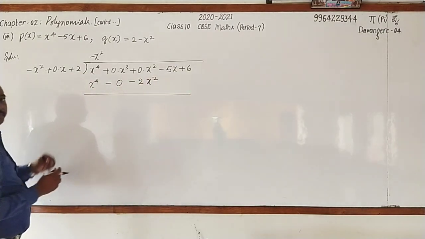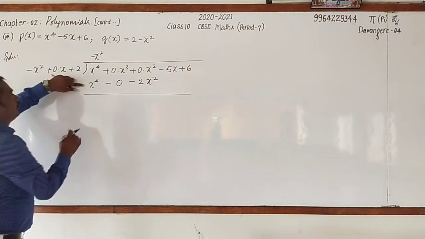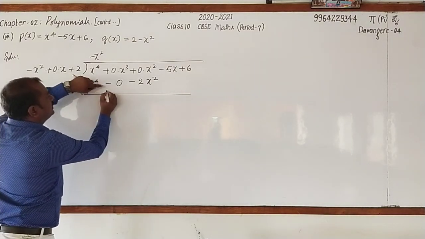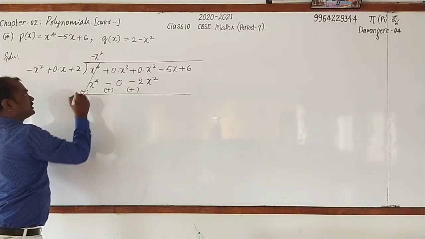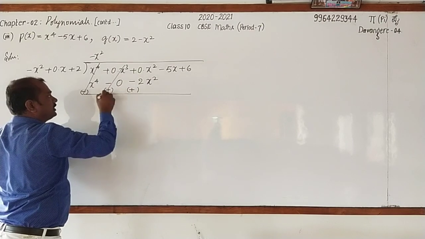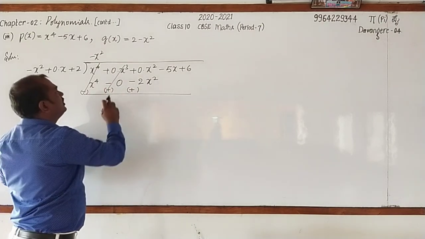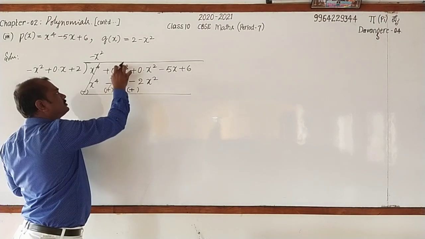What is the next step? We have to change the sign. What should be written here? Minus. Here, plus. What about here? Plus. Same terms with a different sign. Here, 0. 0 plus 0 is nothing but 0, or else just you can go for cancelling.